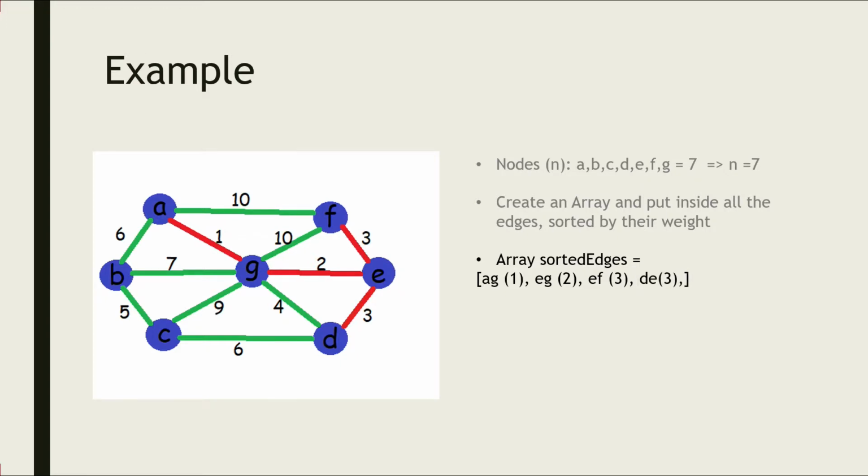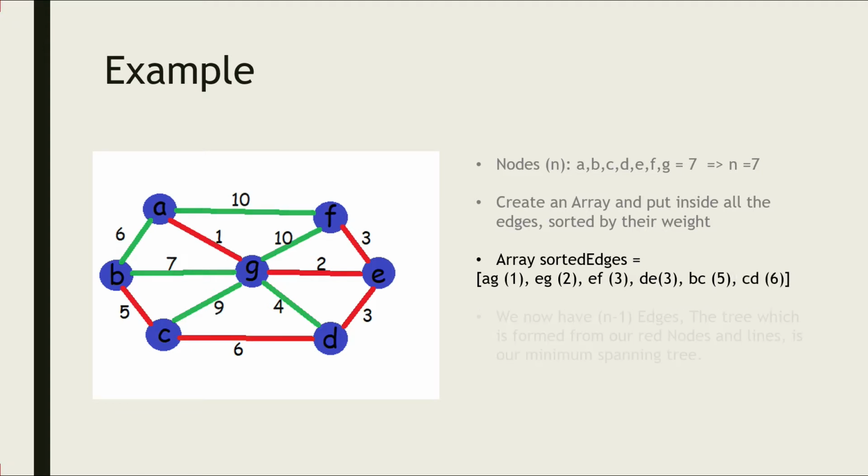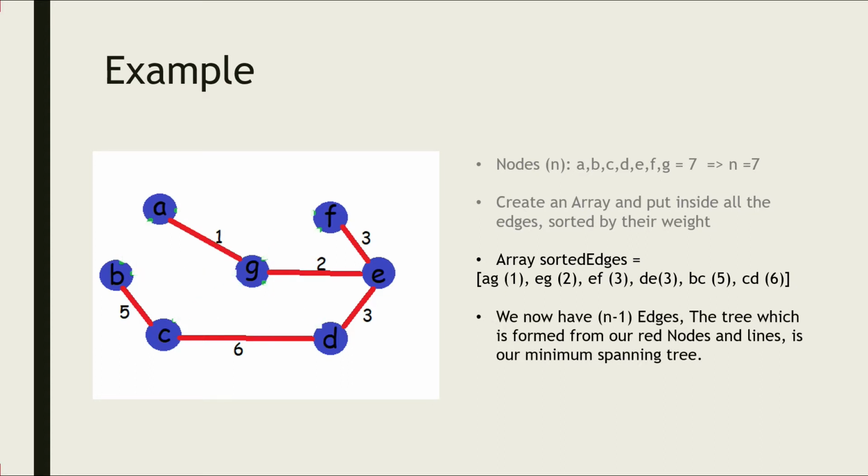Then we choose the ED, and then the DG, right? No, remember, we need to avoid cycles, and if we choose the DG, we form a cycle. Continue with edges that don't form a cycle, like the PC in our example, and then the CD. We now have n-1 edges. The tree, which is formed from our red nodes and lines, is our minimum spanning tree.